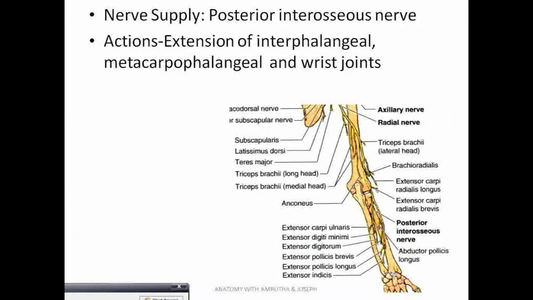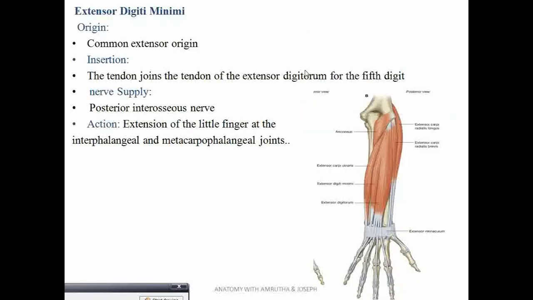Nerve supply of this muscle is by posterior interosseous nerve. So posterior interosseous nerve is a branch from the radial nerve. Radial nerve giving posterior interosseous nerve. This nerve is related to the posterior aspect of interosseous membrane. Action: extension of interphalangeal, metacarpophalangeal and wrist joints. So it is acting on all the joints which it is crossing.